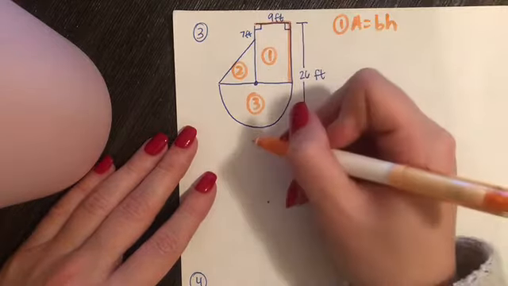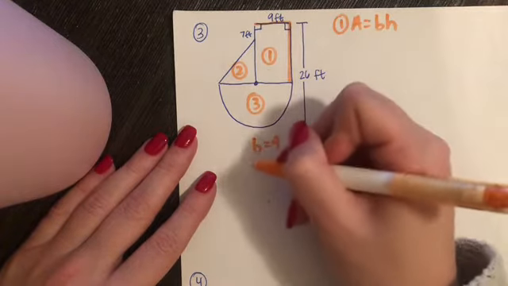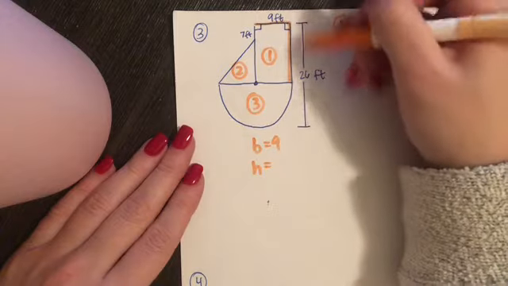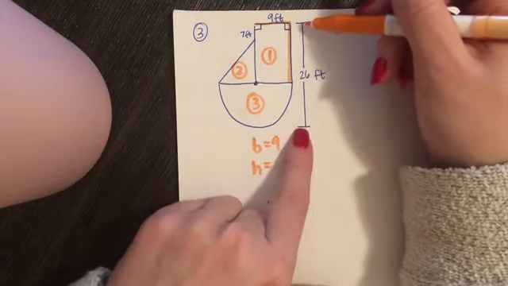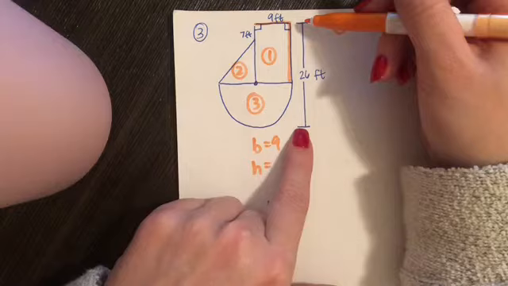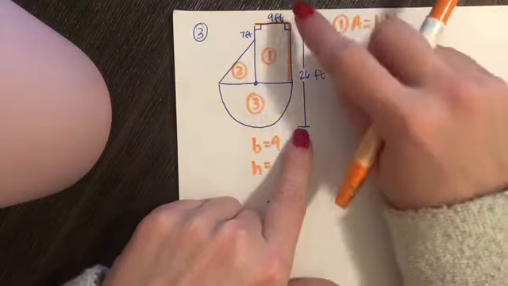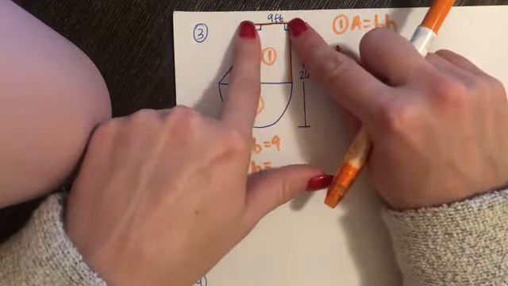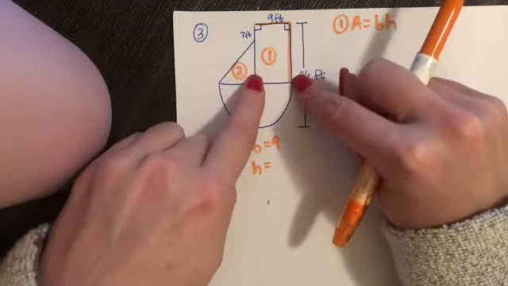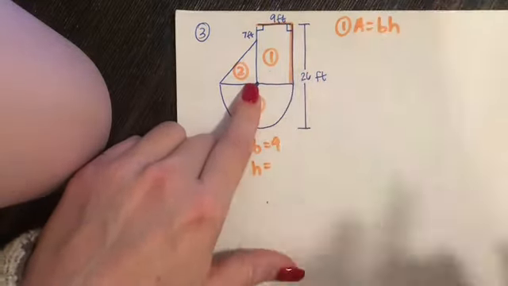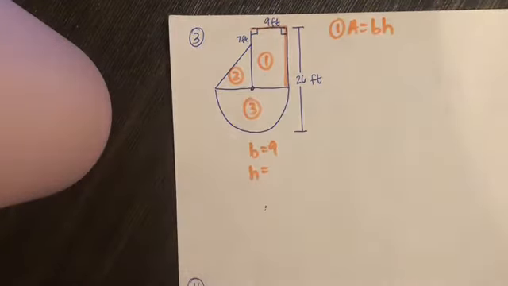Well, the base is 9. But the height is a little bit tricky. We have that this whole piece is 26. Another piece of information that we have is this 9 feet right here. Well, if you slide this 9 feet down, this 9 feet is essentially representing the radius of this circle.